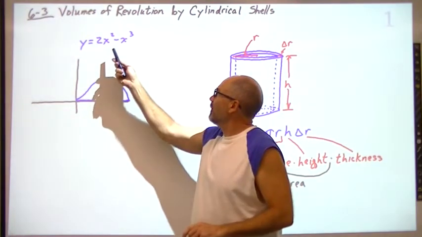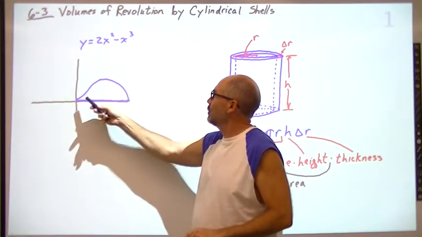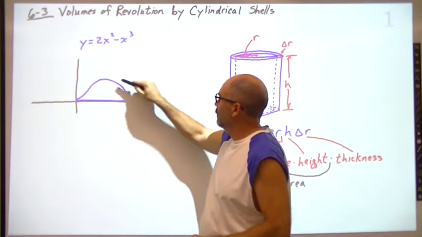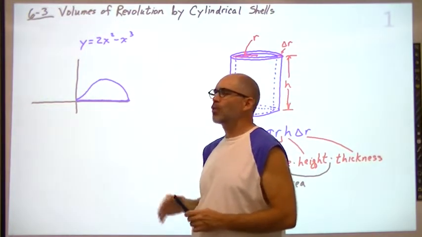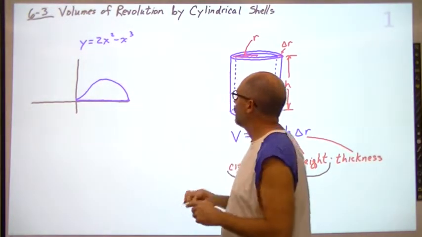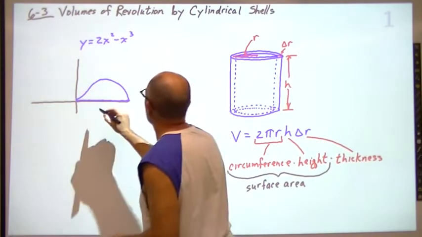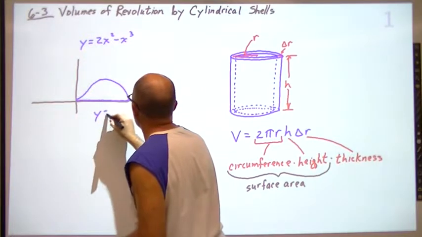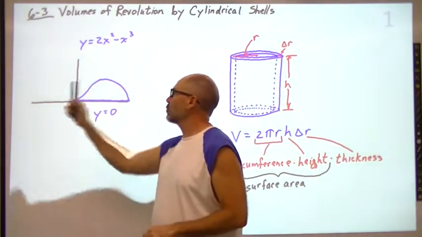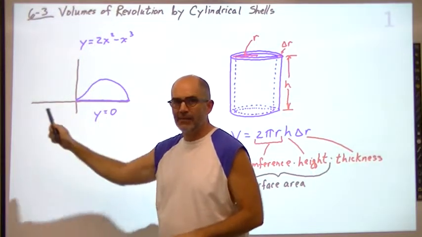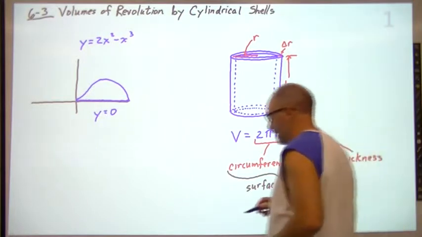Let's say we have the function y equals 2x squared minus x cubed, which is this curve here. And we'll rope it off with the function y equals 0. And we want to rotate this thing around the y-axis. So we've got this shape then.